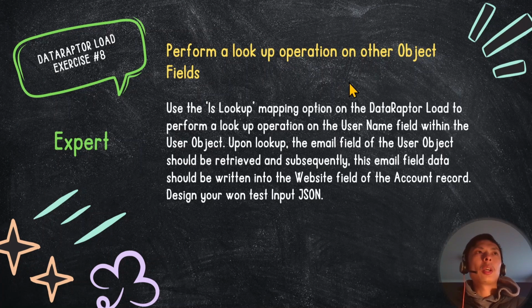Exercise number 8. In this exercise, we will be performing a lookup operation on other object fields. So we'll be using the isLookup mapping option on the DataRaptor load to perform a lookup operation on the username field within the user object. So upon lookup, the email field of the user object will be retrieved, and subsequently this email field should be written to the website field of the account record, and we'll again be designing our own test input JSON.